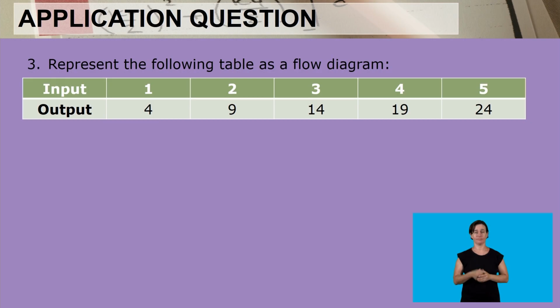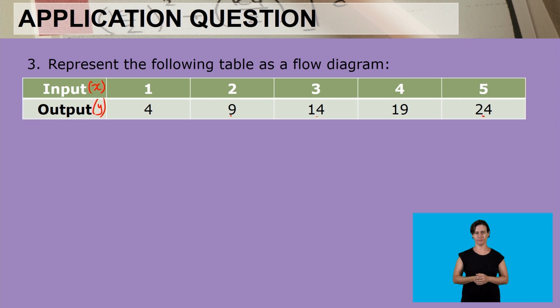So it says there, represent the following table as a flow diagram. As we can see in our table, we have been given the input values, which we know is represented by the X, and the output values, which is represented there by the Y. So the input value being 1, the output value is a 4, input value being 2, the output value is a 9, the input value being a 3, the output value is a 14, input value being a 4, the output value is a 19, and of course the input value being a 5, the output value is a 24.